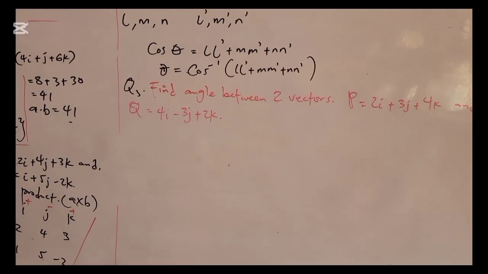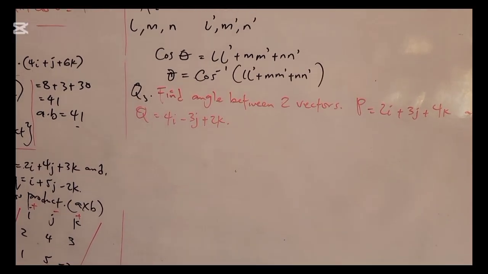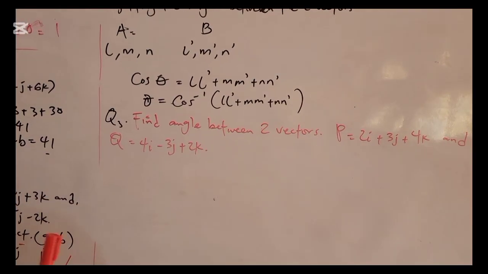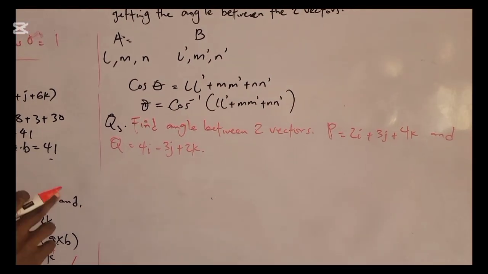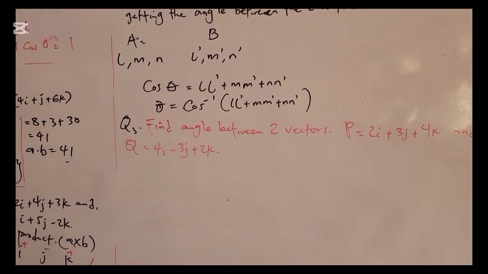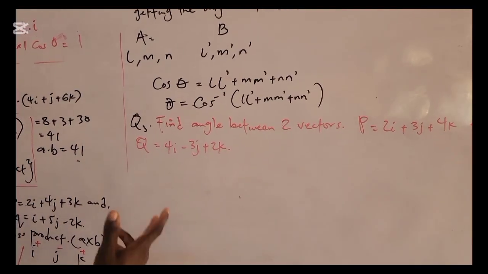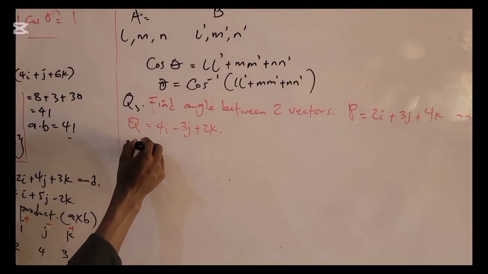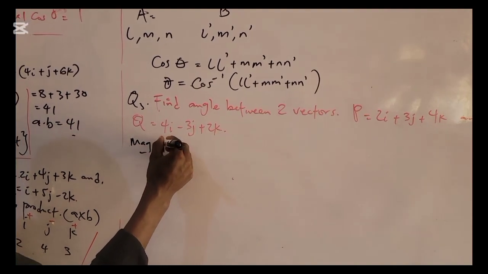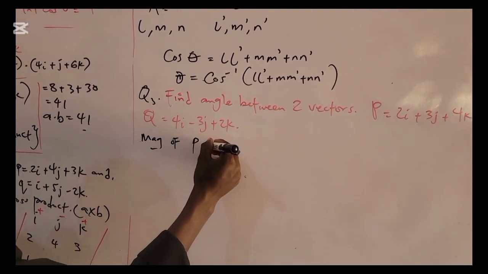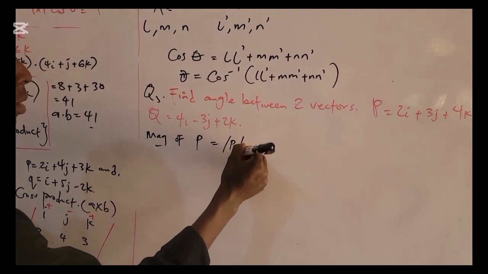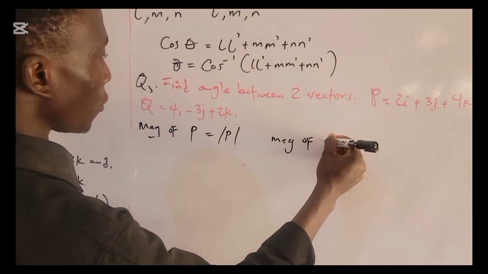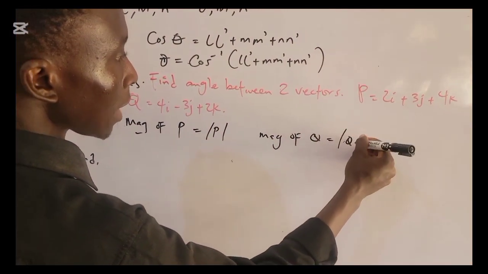So what do we do? You are going to look for the directional cosine. If you remember what we did in the last video, you look for the magnitude first. When you look for the magnitude, you then express the formula of l, m, and n respectively. So now look for the magnitude of P, and you also look for the magnitude of Q.